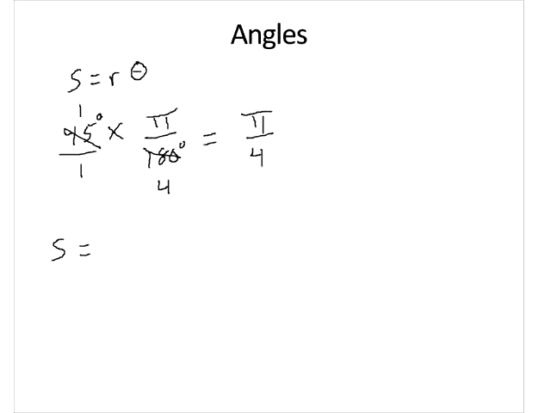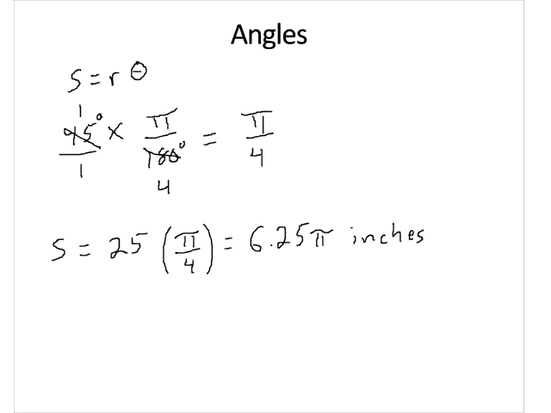So our arc length should be the radius, which we said was 25 inches, times pi over 4, which was the angle. Pop that into my calculator. I'm just going to get a decimal here. 4 divided into 25 is 6.25 pi inches. So that is the length on the edge of the circle of an arc intersected by a 45-degree angle.